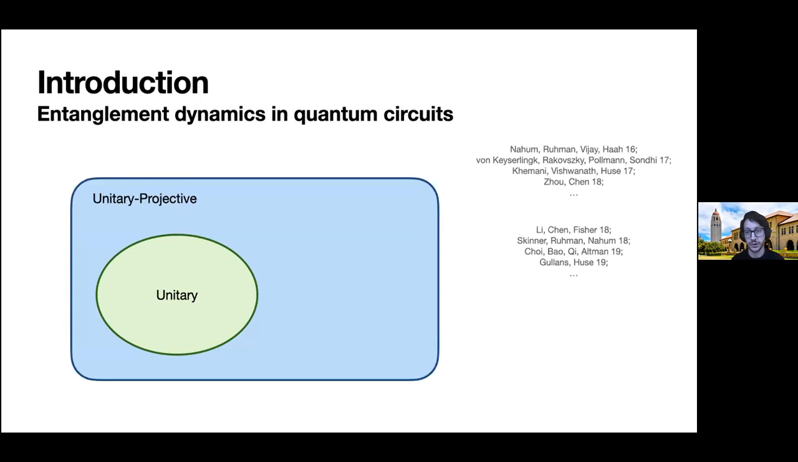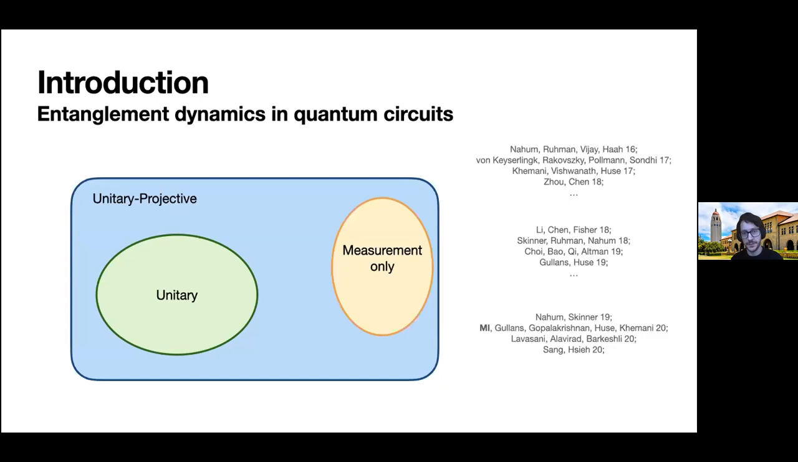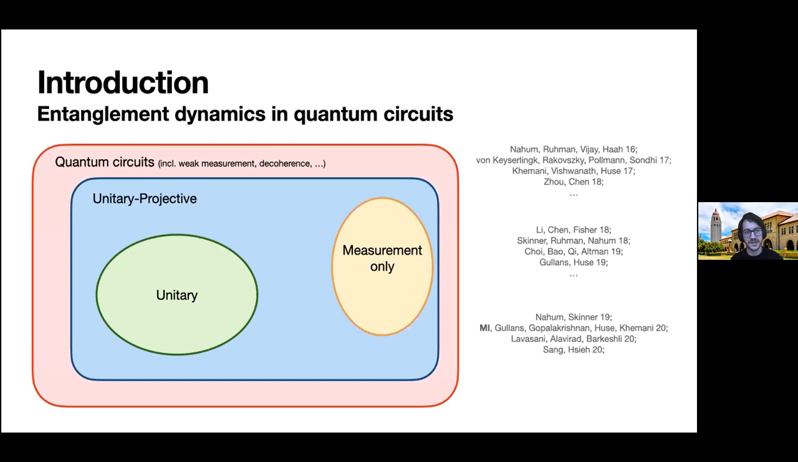I'll also mention that you can go into the opposite corner of the space. So instead of removing projective measurements, you can remove unitary gates. And quite surprisingly, you also get lots of interesting entanglement structure in these measurement-only systems. And finally, you can further relax all of your assumptions and broaden this to the widest possible scope to include, for example, weak measurements, quantum channels that will model decoherence, and so on. And this gets to both very fundamental questions about how, say, classical physics emerges out of the rules of quantum mechanics, and also very practical applied questions about NISQ devices and achieving quantum advantage and so on.